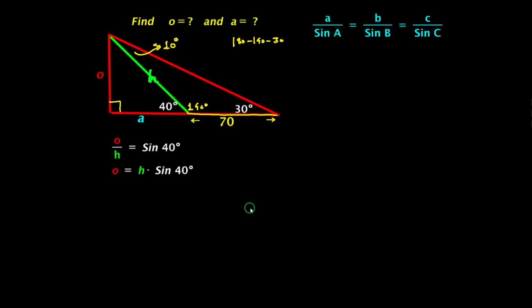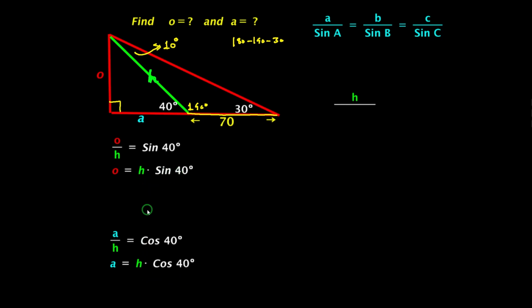How can I find the side A? Side A is the adjacent side. I can compare the adjacent side over the hypotenuse, so it's the cos. So A over H is cosine of the angle 40 using SOHCAHTOA. So A is H times cos 40. So we have made a plan in such a way: if we can find out H, plug in the value of H, use the sine 40 and cos 40 from the calculator, we are done.